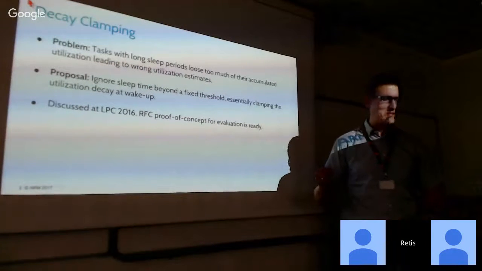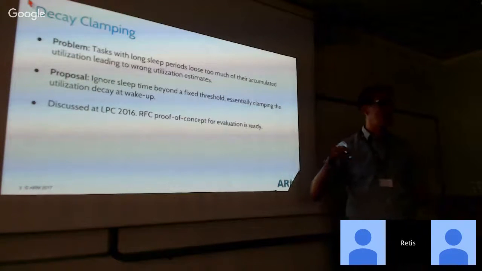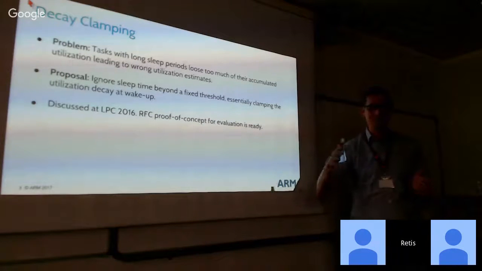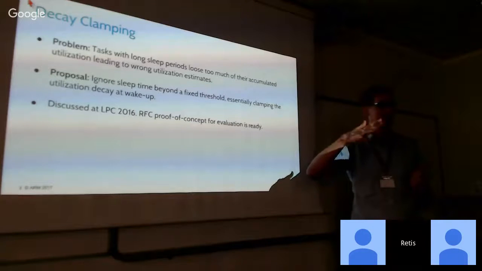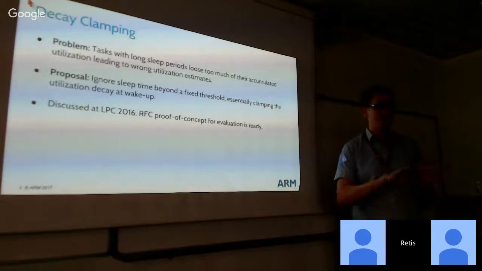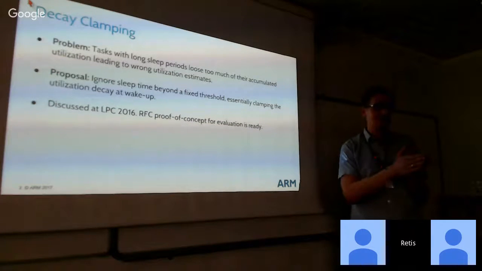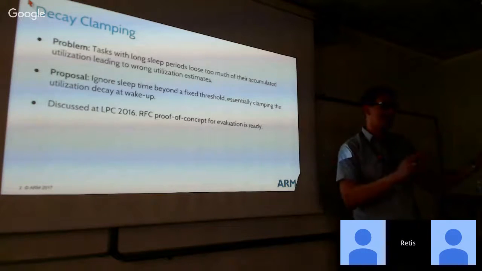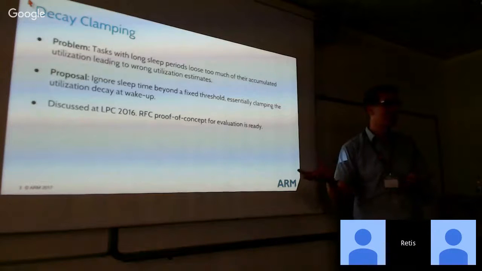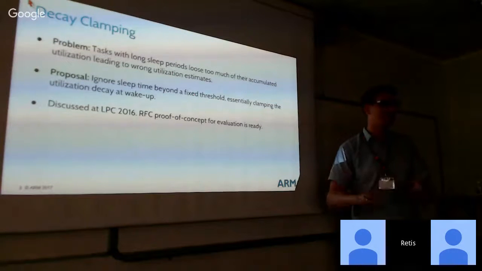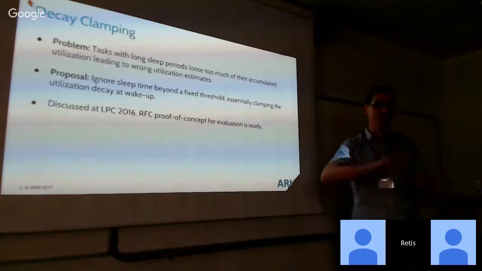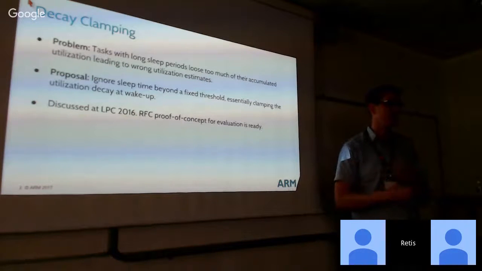One of the problems we're seeing is that if you have periodic tasks with a very long period, then because utilization or load decays over time, even if it's a big task or does a lot of compute every time it wakes up, because it's been sleeping for too long, it appears very small when it wakes back up and selects too low an OPP and it has to ramp up again. So we're sort of reacting too late every time the task wakes up.